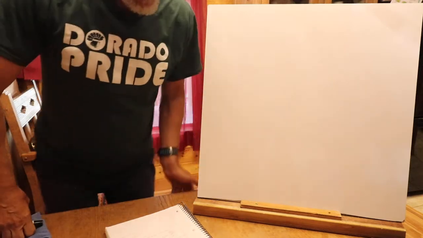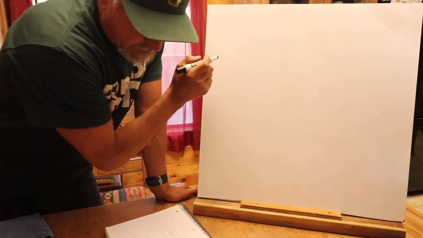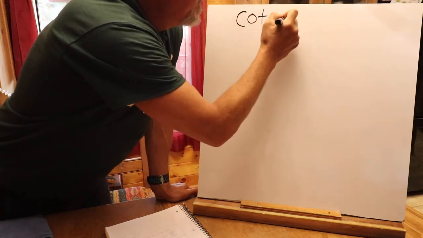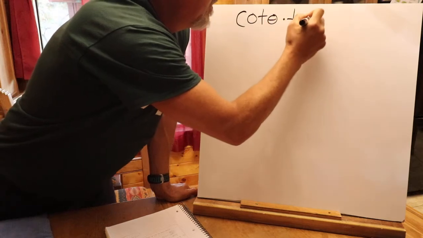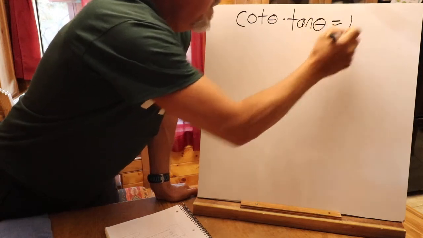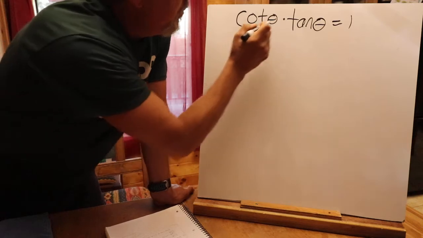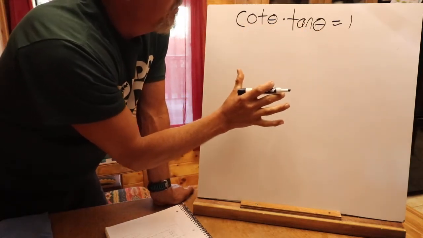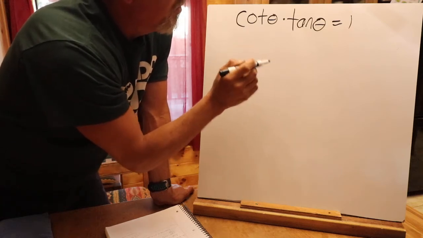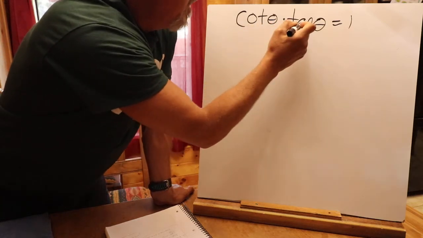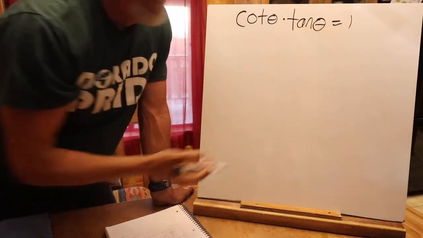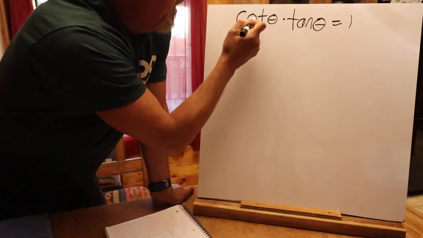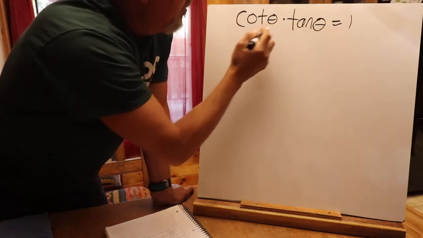So the first example, we have cotangent theta times tangent theta equals 1. Now when you're working these problems, you don't have to write the thetas. And a lot of times I'll leave them out, but you can put them back in the end. So our goal with all of these problems today is to make the left side equal the right side, and that verifies the identity. This one you can kind of see right off the bat. These are two opposites. They're going to equal 1, but I'm going to put the steps in.